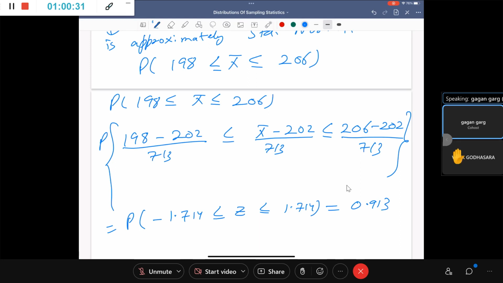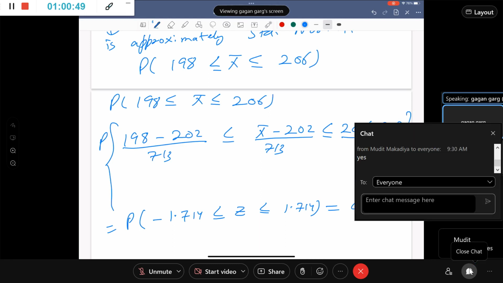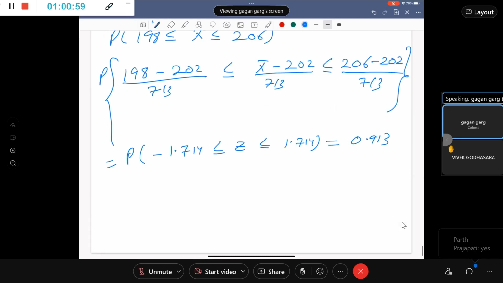How many of you got this answer? Can you put it in chat if you got it? Vivek saying yes. Okay, great. Bihar. Okay, I see that. Mudit. Okay. Sarthak, Parth. Good to see some of you got it.